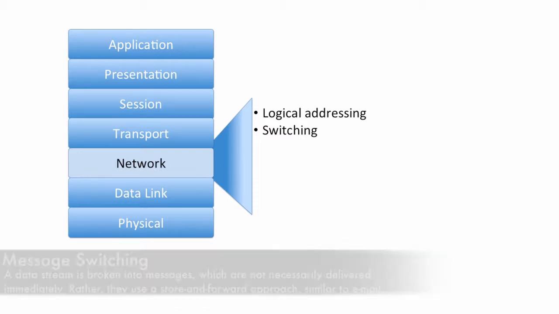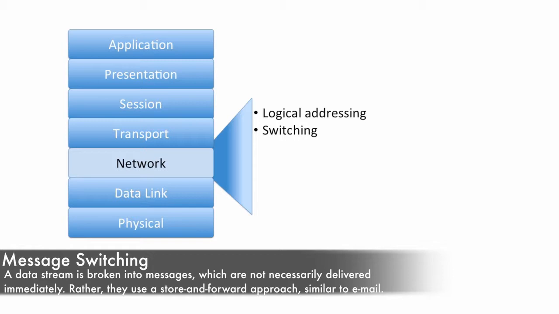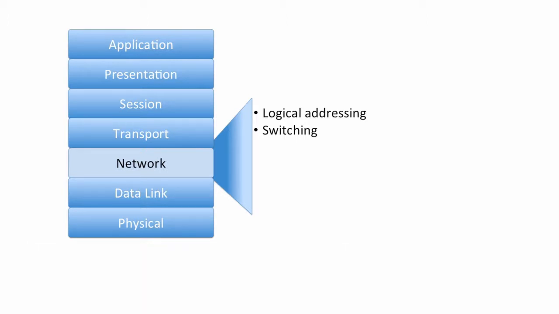Finally, there's message switching. With message switching, our data stream is broken into messages. And like a packet switch, there is a destination address, and that's going to determine how we route the packet, but it's not necessarily real time. It's more of a store and forward approach. It's more like email, where it might be stored on the next hop device and then sent to the next device and then stored there for a time and then sent again. So again, this is more of a store and forward approach. We don't see that much. Primarily, we're going to be focused on packet switching.